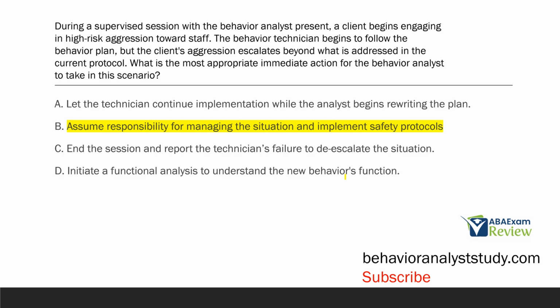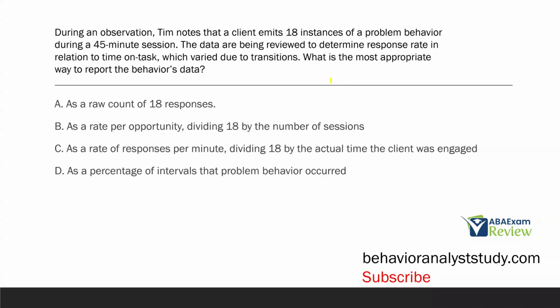During an observation, Tim notes that a client emits 18 instances of a problem behavior during a 45-minute session. The data are being reviewed to determine response rate in relation to time on task, which varied due to transitions. What is the most appropriate way to report the behavior's data? Not an overly challenging question, but the wording is a little difficult.